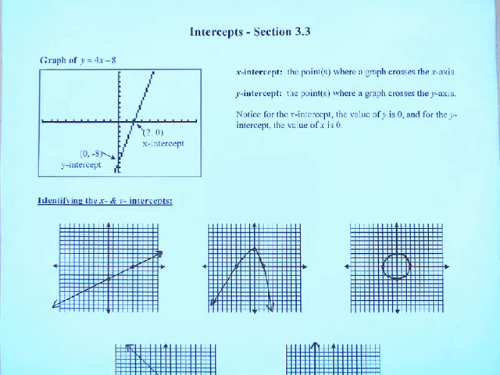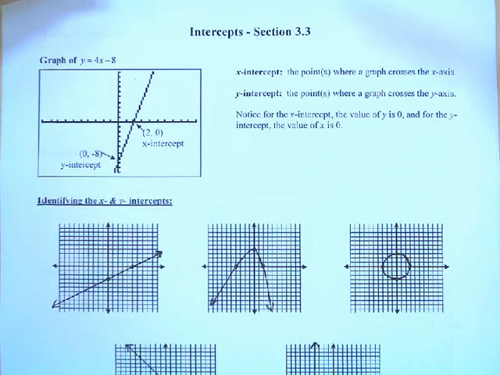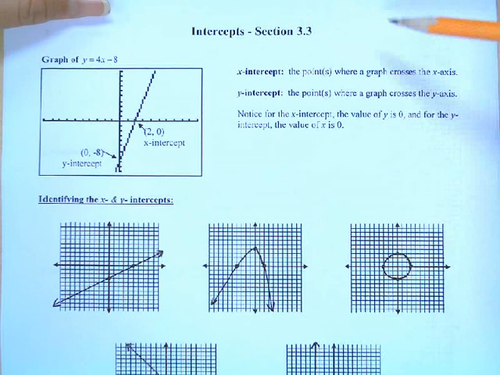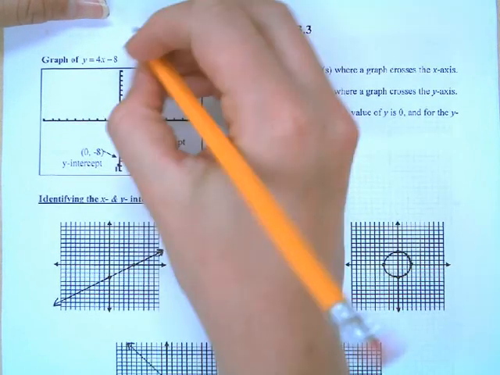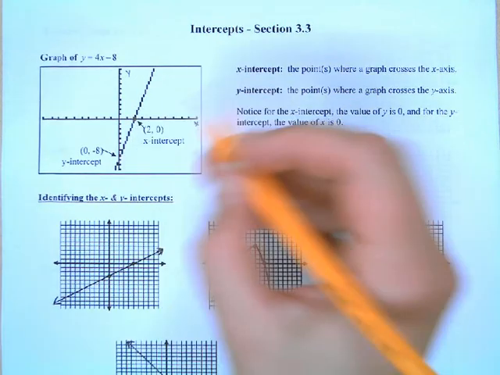Okay, so this lesson is over section 3.3, which covers intercepts. There are two different types of intercepts. We have the x-intercept, where the graph crosses the x-axis. So here's my x-axis, this is my y-axis. My x-intercept is just the point where it crosses the x-axis. So for instance, here x is 2 and the y value is 0, so my x-intercept is (2, 0).